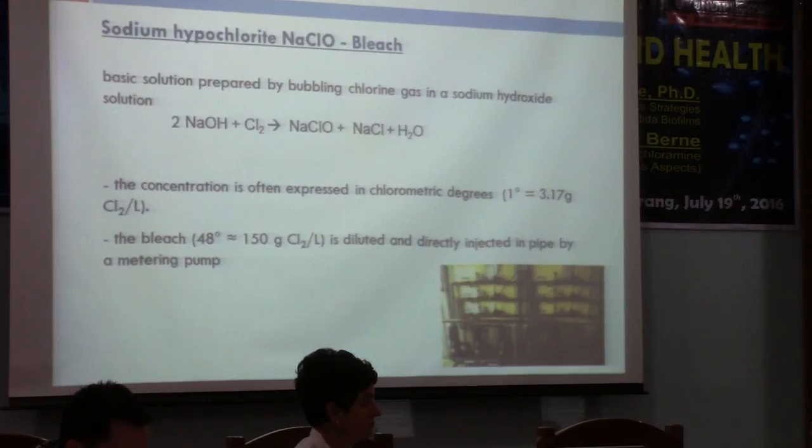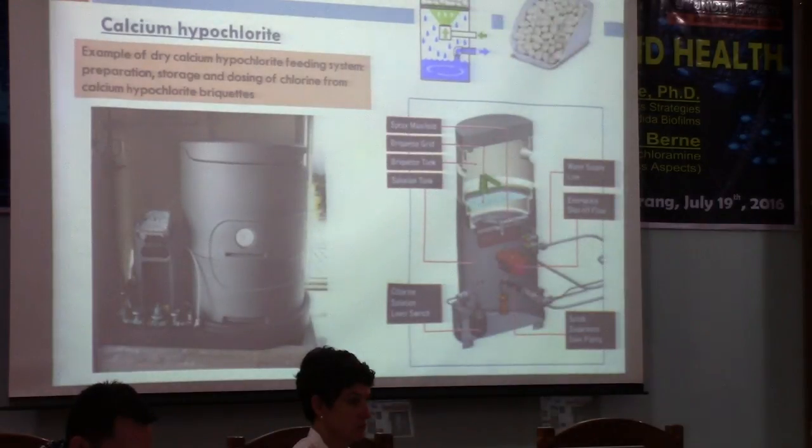You can also use chlorine as bleach. Bleach is this solution, a very basic solution, with pH more than 13, for example, and the concentration is high, about 150 grams of chlorine per liter, and it is directly injected by a measuring pump, for example, in the pipe. And for solid chlorine, pellets like that. You have this kind of device with the storage of the calcium hypochlorite here.